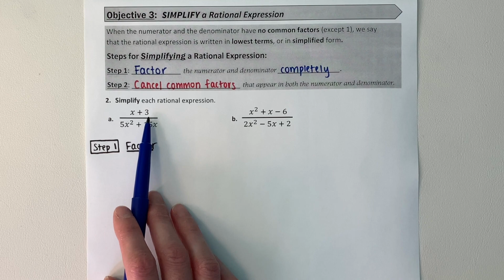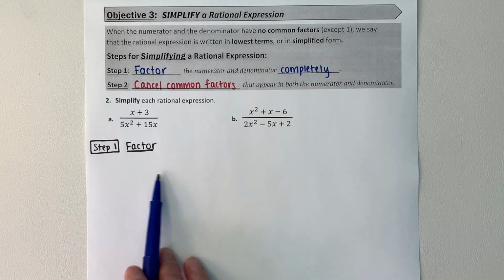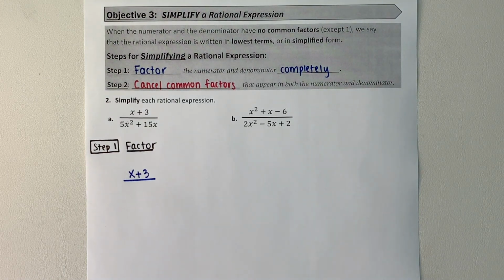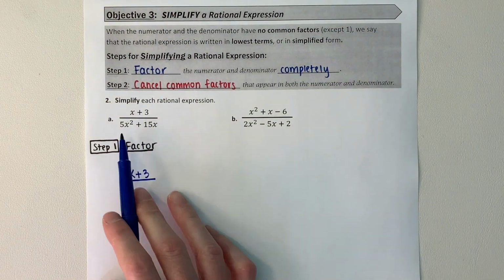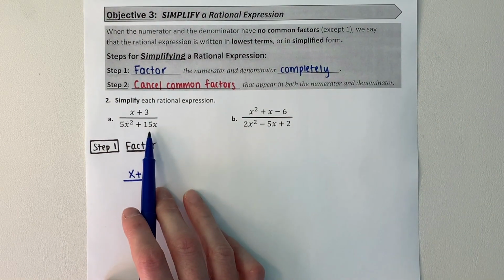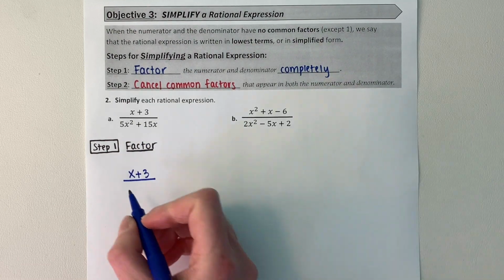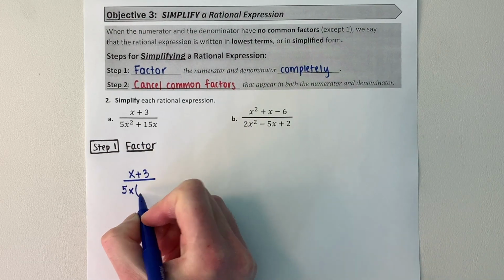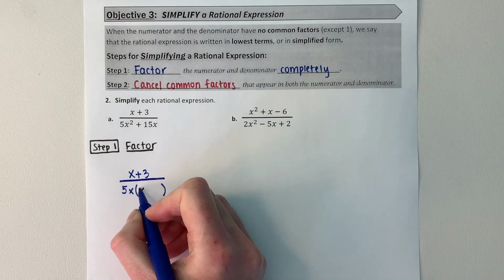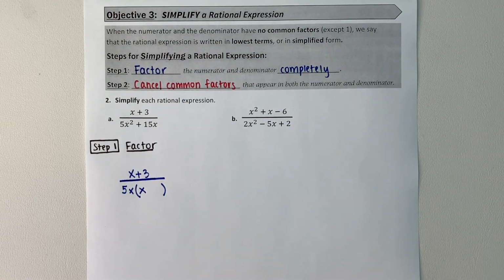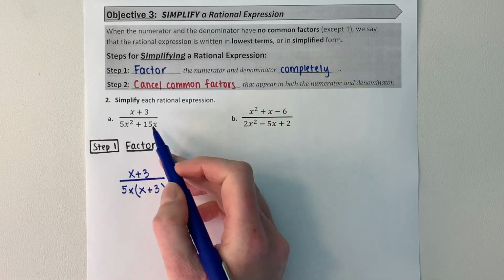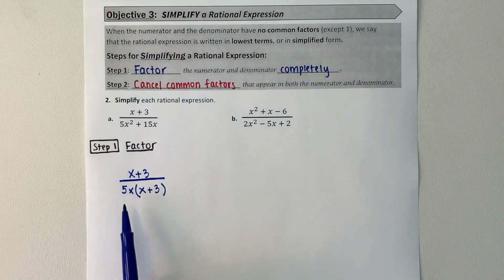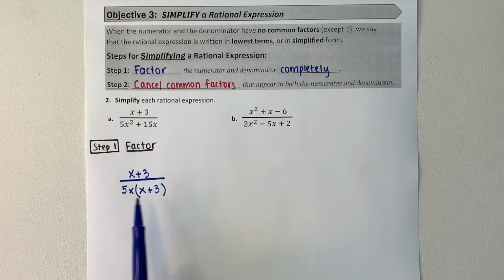So since the numerator can't be factored, I'm going to start by just copying down the numerator. Next, let's see if we can factor the denominator. The first step in any factoring problem is to check for a greatest common factor. The greatest common factor of this denominator is 5x. So we need to factor out the greatest common factor. We'll put the 5x outside of parentheses. 5x times x will give us our 5x squared, and 5x times a positive 3 will give us our 15x. This denominator cannot be factored any further, so we factored the numerator and denominator as much as we can.